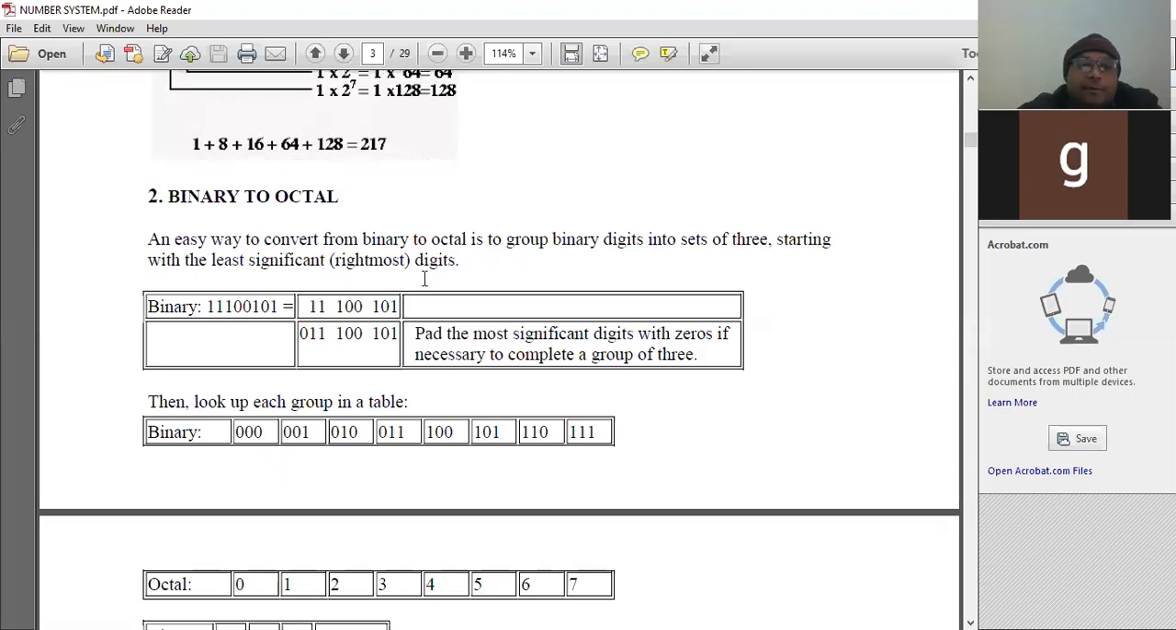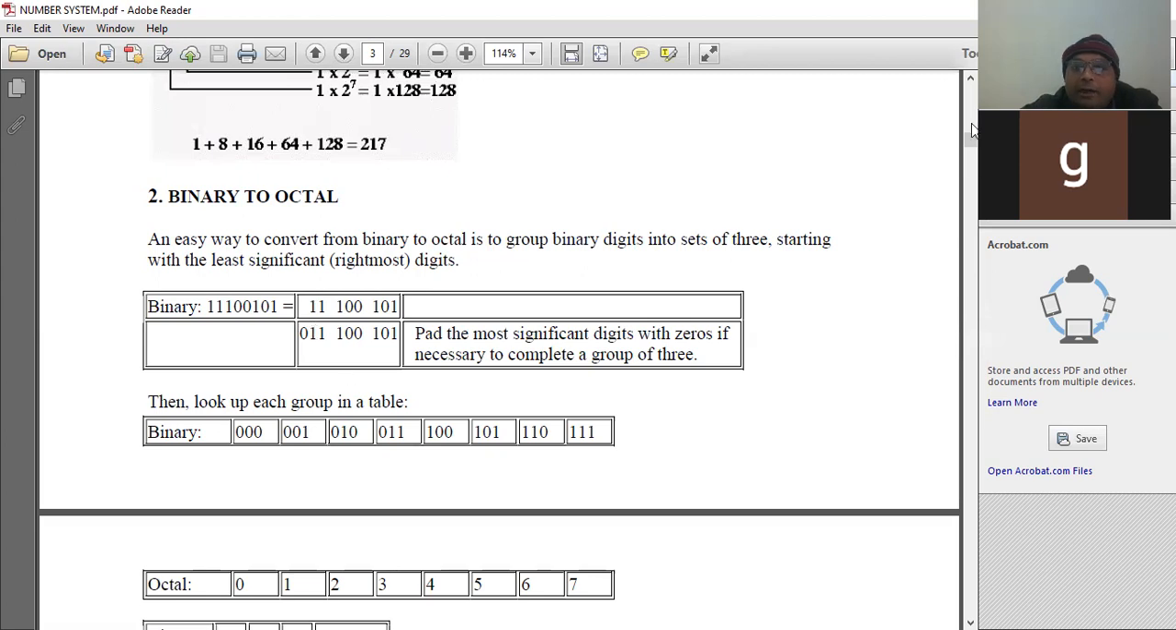Suppose we want to convert a binary number into an octal number. We have divided the number into groups of three: 101, 100, and 11. The last group has only two digits, so we pad it with a zero.